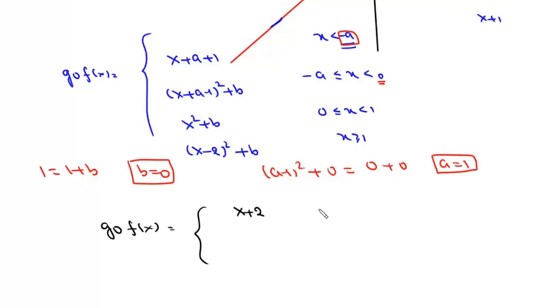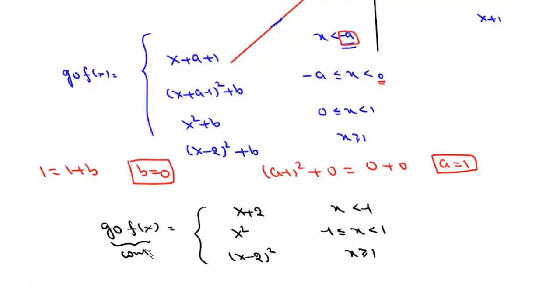x plus 2 when x is less than minus 1. It will be x square when x lies between minus 1 and 0. It will be x square again when x lies between 0 and 1. So we'll take it from minus 1 to 1, and here it will be (x minus 2) whole square when x is greater than or equal to 1. Now we already know this g of f(x), it is continuous.